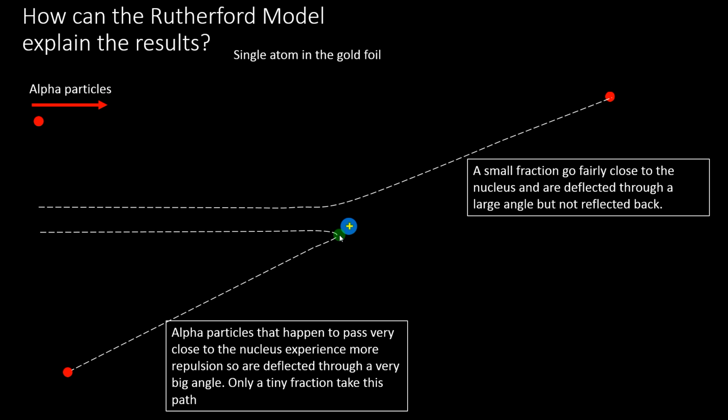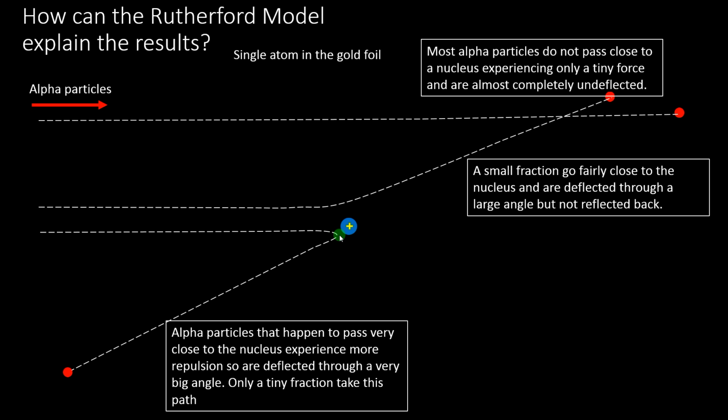Again, that's only a small fraction of them. Most of the alpha particles, because the size of the nucleus compared to the size of the atom is so tiny, almost all the alpha particles will completely miss the nucleus, go nowhere near it, so they'll experience a tiny, tiny force and therefore a tiny bit of deflection. Okay, so those are the 3 situations.